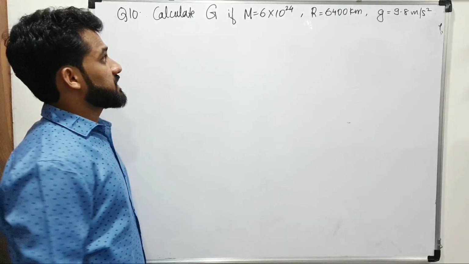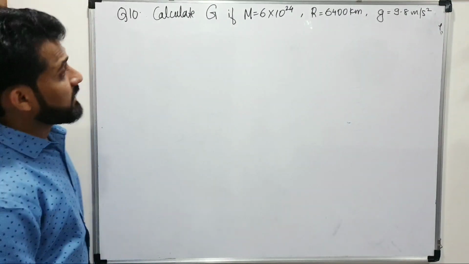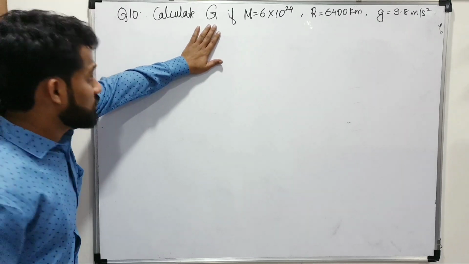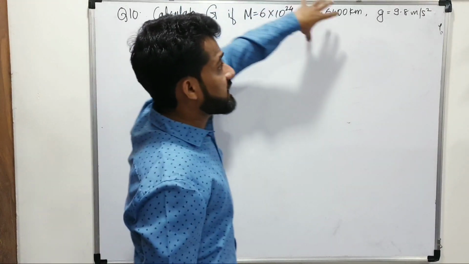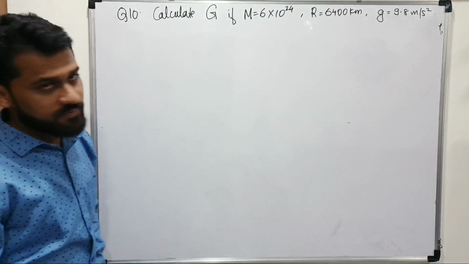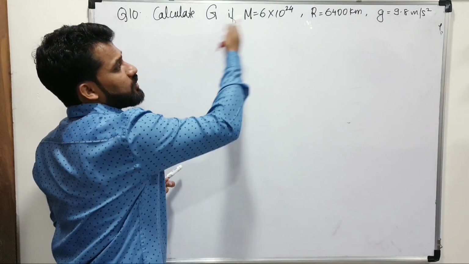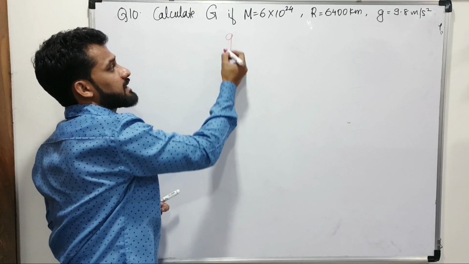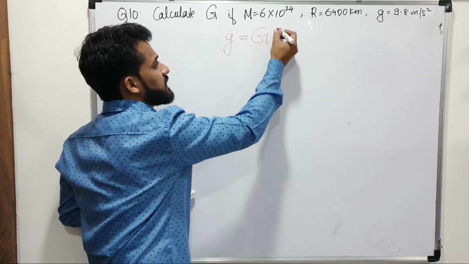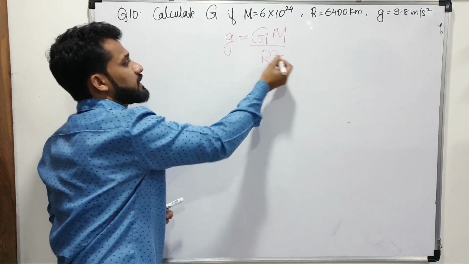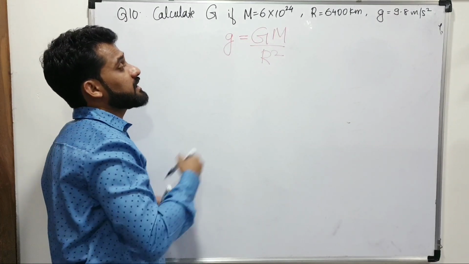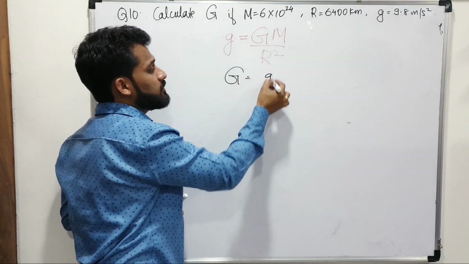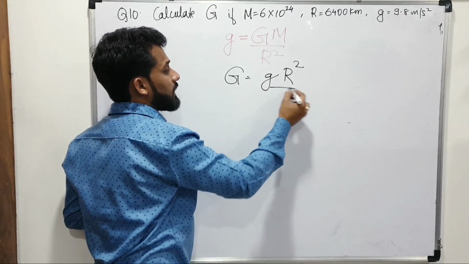So the next question is the 10th one. Calculate capital G. Even though we know the value of G, in this question we have to calculate its value if mass, radius and acceleration due to gravity are given. The formula that we know, the relation between these four, is acceleration due to gravity g equals GM by R square. Since we want to calculate the value of G, I will isolate the term. So G will be equal to gR square by M.